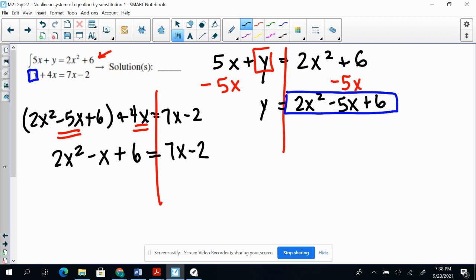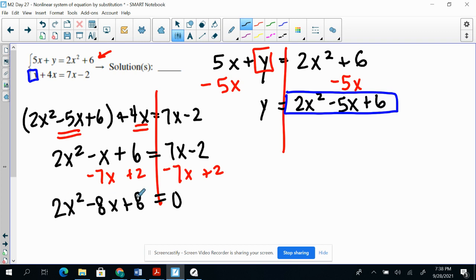Now we want to get this quadratic in standard form. So we're going to subtract 7x from both sides, put it with that negative x, and I'm going to add 2 and put it with my 6. So on our standard form side of our quadratic, 2x squared minus 8x plus 8.